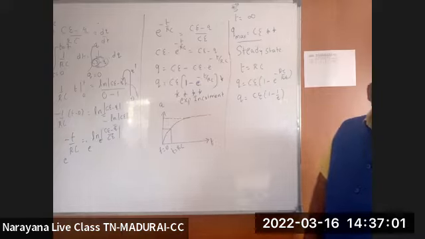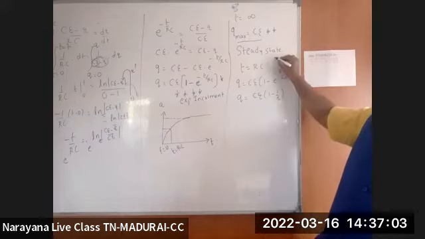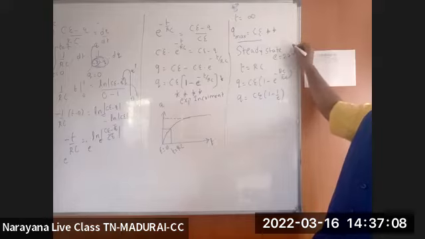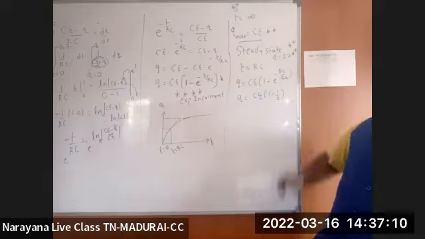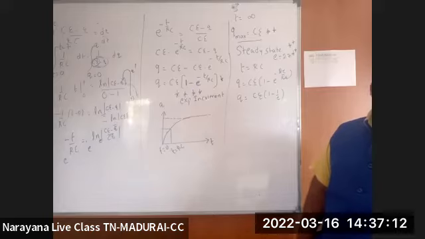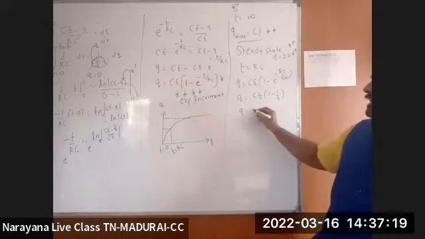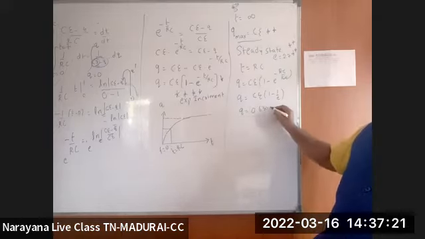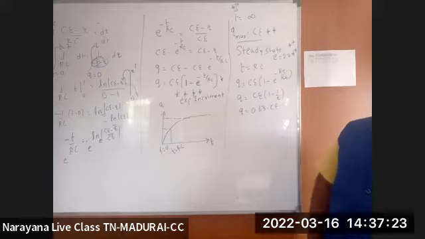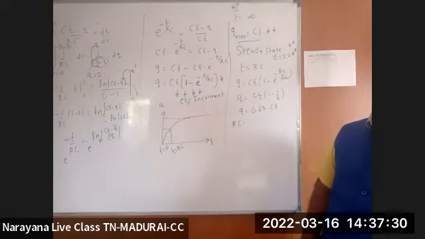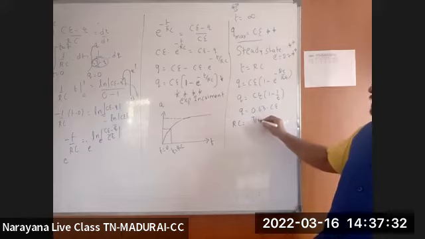e value is 2.7. Please remember, the small things only change our life. Please remember, e value is 2.7. Substitute here 2.7. 1 minus 1 by 2.7 means you will get exactly 0.63 into C. This means after one time constant, the product of resistance and capacitance, RC, is called the time constant.